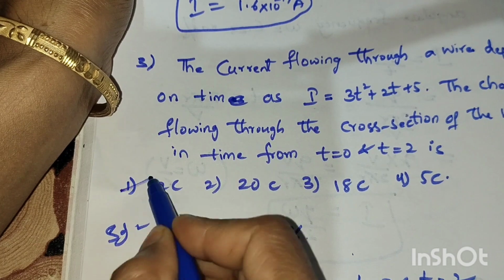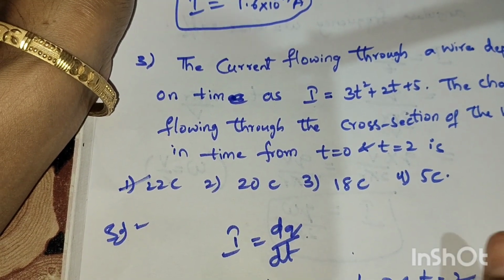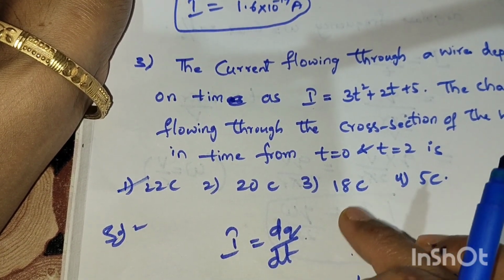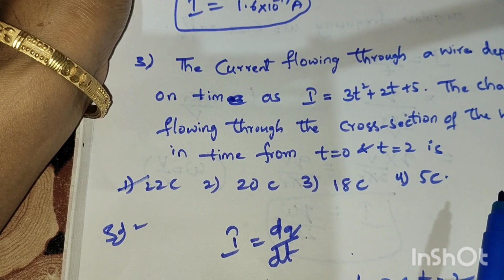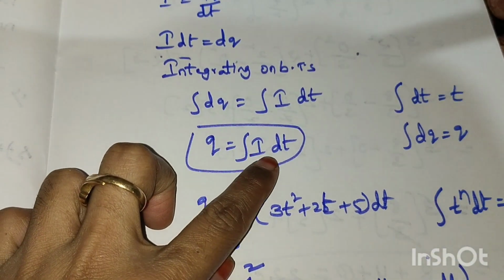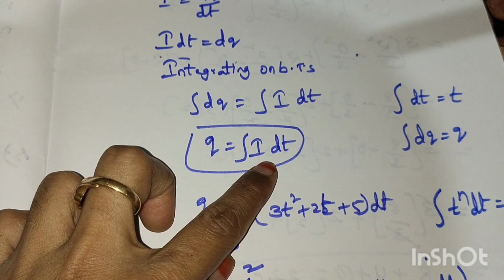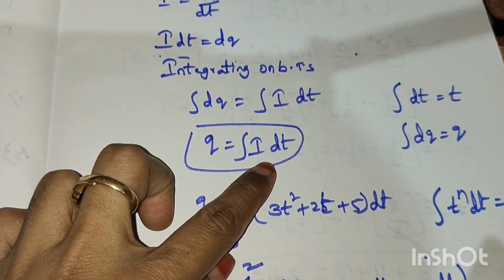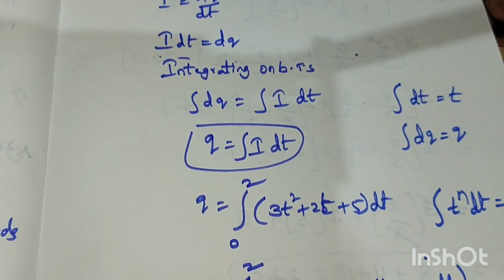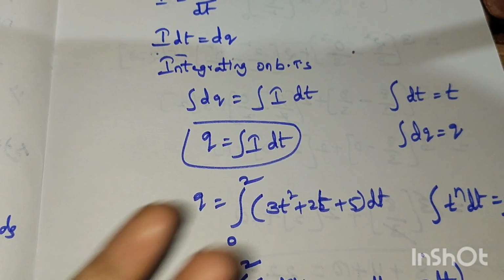So the correct option is 22 Coulomb, the first option. When they have given current or charge in terms of time t, you should take the formula I equals dq by dt. Here they say to find the charge, so I am writing Q is equal to integral I dt. You can remember the formula I equals dq by dt, or to calculate the charge Q, Q is equal to integral I dt. You can remember that formula or this formula.